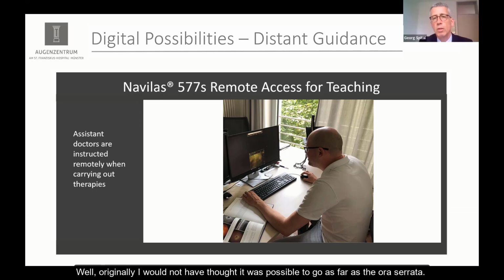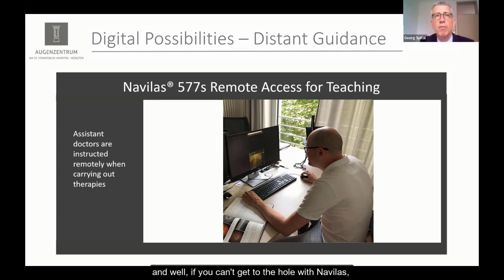Well, originally I would not have thought it was possible to go as far as the ora serrata. You have to use different lenses, of course, but it is actually possible to laser a long way into the periphery, and well, if you can't get to the hole with Navilas, then you usually can't access it with the slit lamp-assisted laser either, in my experience, and then cryotherapy is the next option, for example, or surgery.